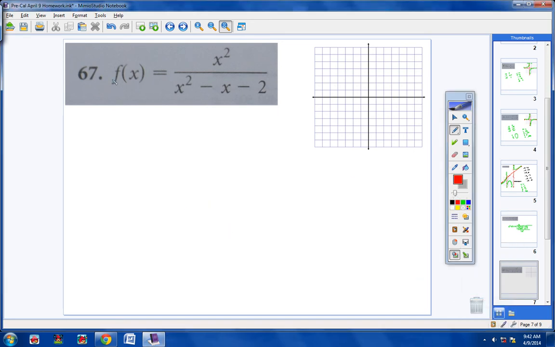Okay, here we go. We know step 1 is to find your asymptote, so I'm going to take the denominator and set it equal to 0. We're going to factor this, and we will get x minus 2, x plus 1. And so my asymptotes will be at +2 and -1. So here's my +2 vertical asymptote. And then here is my -1.